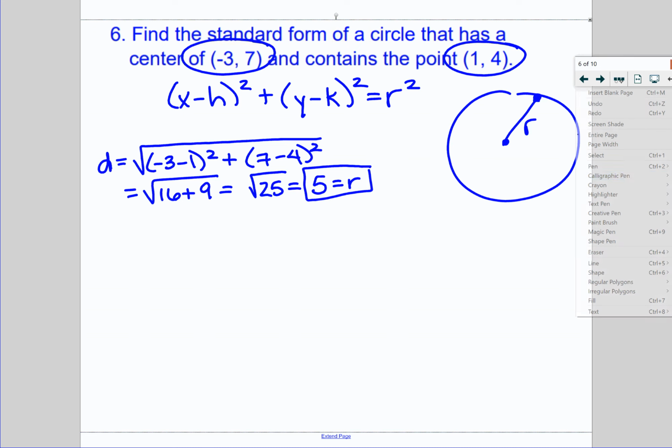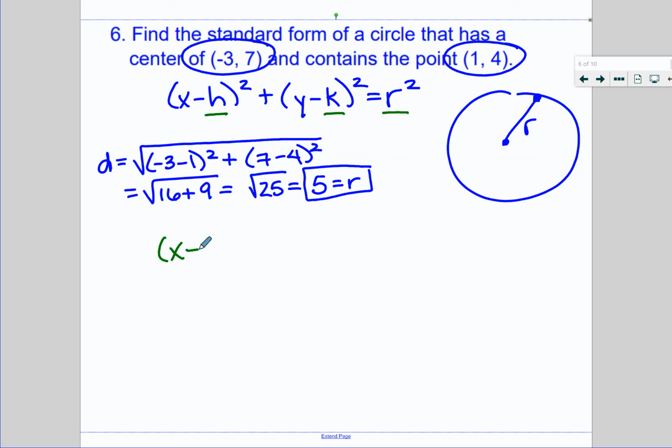Okay, so now back up to the top, fill in h, k, and r in the equation. X minus h is a -3. So if I write x minus -3, that's the same as what? X plus 3 squared. Then I have y minus, my k value is 7, so just y minus 7 squared equals my radius squared, and 5 squared is our process, but simplify that. What is 5 squared? 25. That's your answer.